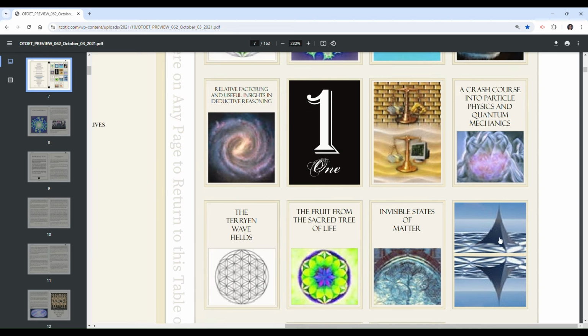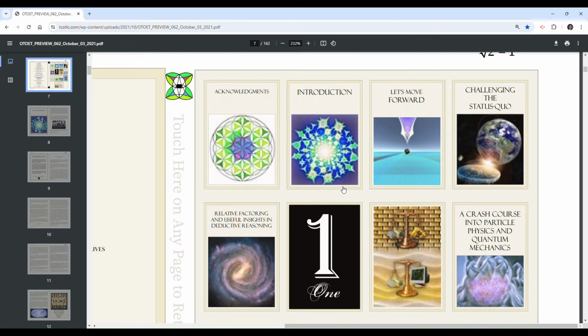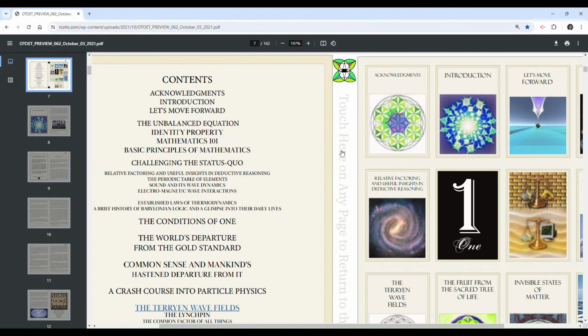Like there's this structure, there's the thing with the scales. This one's literally just the number one. It is an interactive book, which is cool. So you can touch here on any page to return. If you hit the spine, if you touch the spine, or if you click the spine, I'm not sure. He says touch. I find that either really young people say that a lot or really older generational people do if they are not too computer savvy. Maybe they only use tablets and phones and they don't click, they touch.